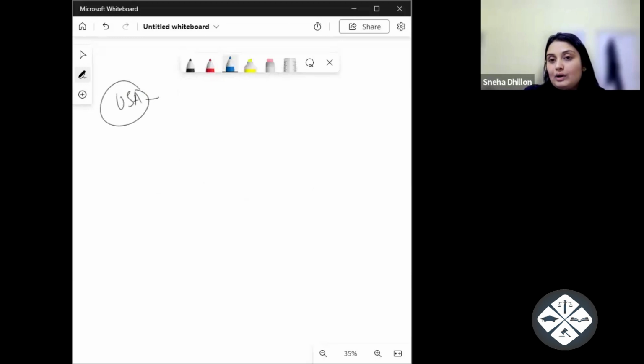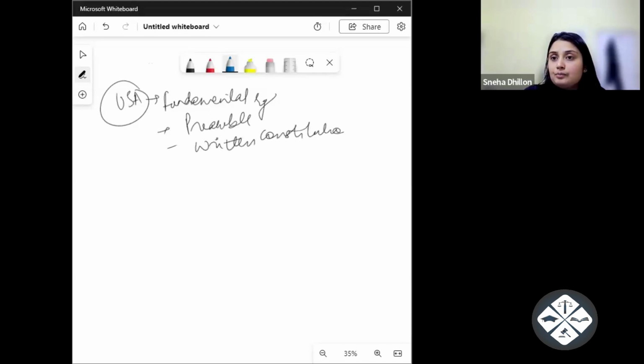So we'll start with USA. From USA we have taken fundamental rights. Then we've taken the preamble. We've taken the concept of written constitution. Then we've taken the idea of judicial review. I will be explaining all these things, which are important from the perspective of their meanings, after I provide you with the entire table.